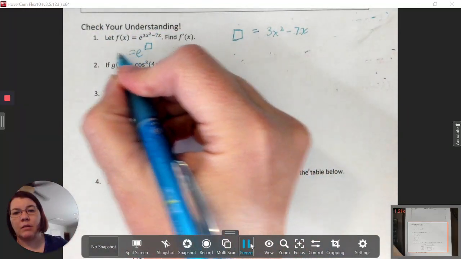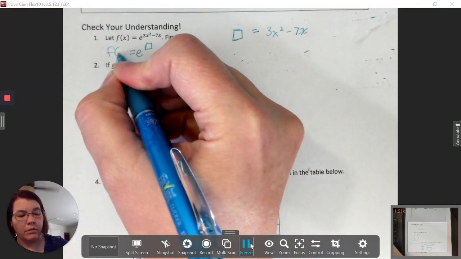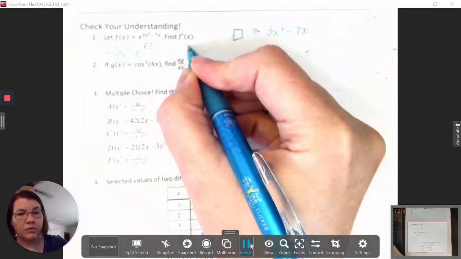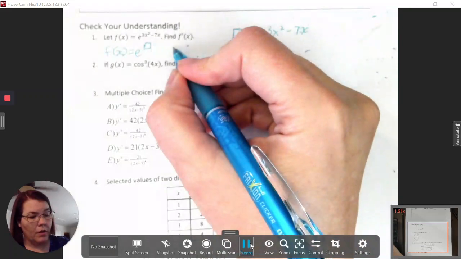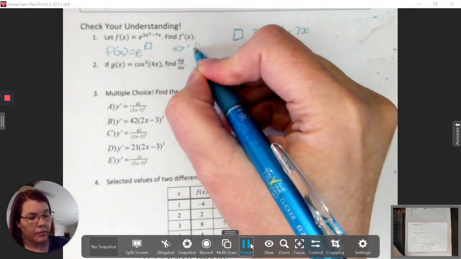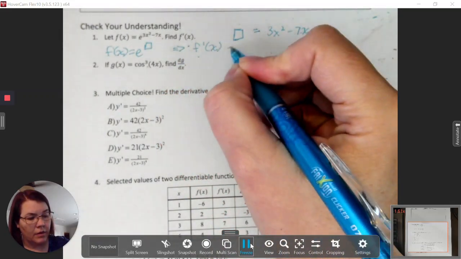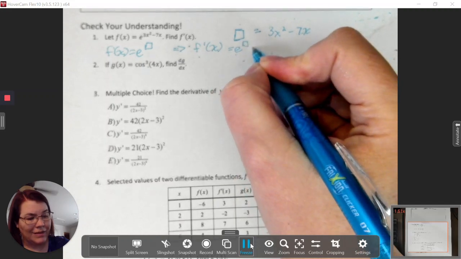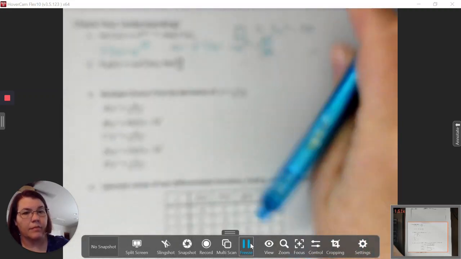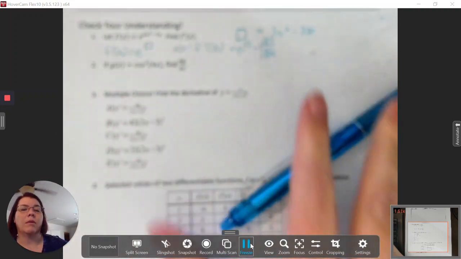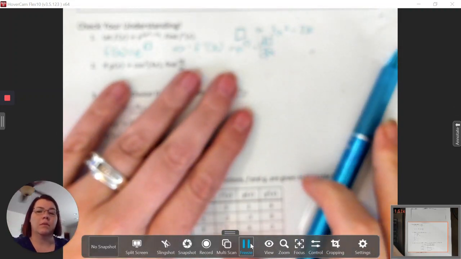And so that's going to be f of x, not f of square, f of x. So we're going to find f prime. So that's equal to e to the square times d square dx. Wow, what a mess. Sorry about this.